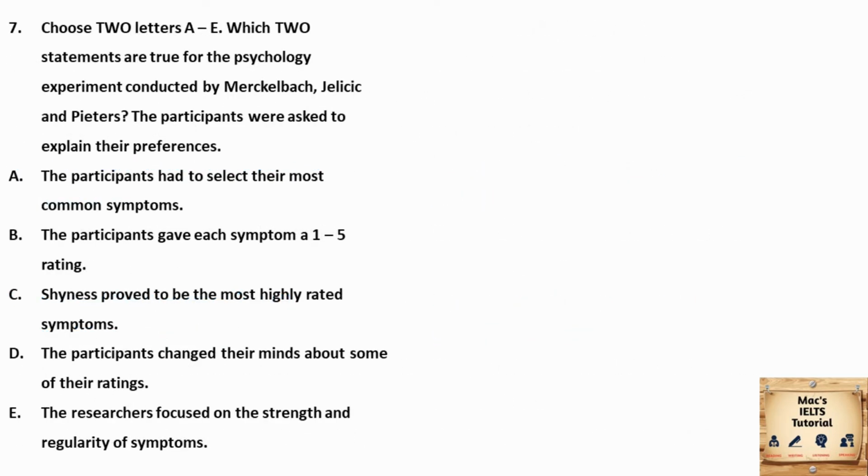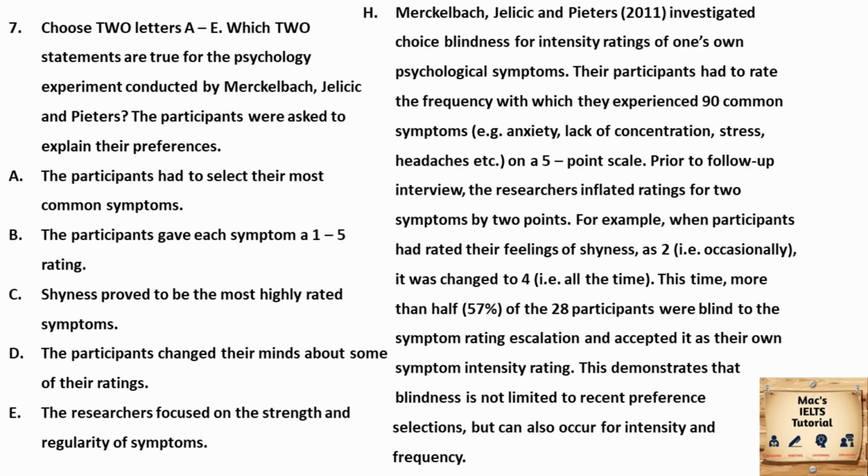We shall now continue with the next question. Choose two letters A to E. Which two statements are true for the psychology experiment conducted by Melchizedek, Jelicic, and Peters? We are given a set of statements from which we must select two statements which are true for the psychology experiment conducted. When you skim through the passage, you can find that para H is the one that explains this particular experiment. Look at the first statement.